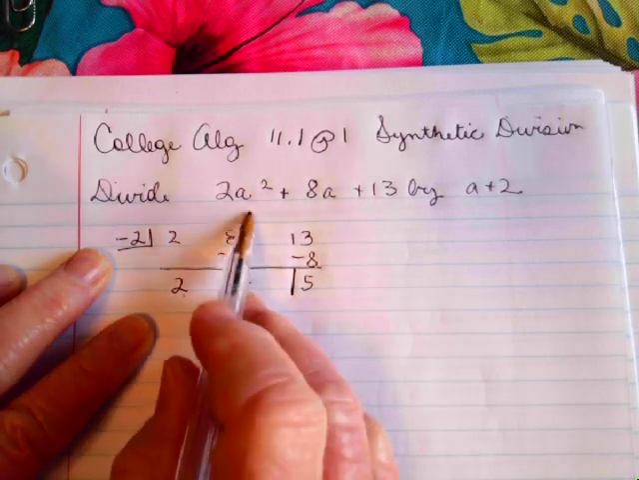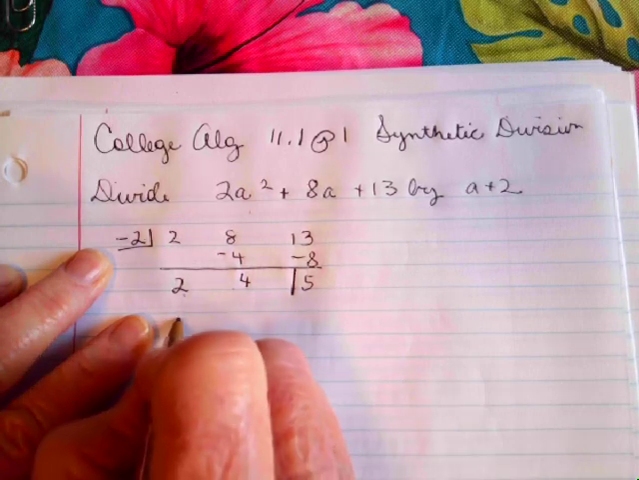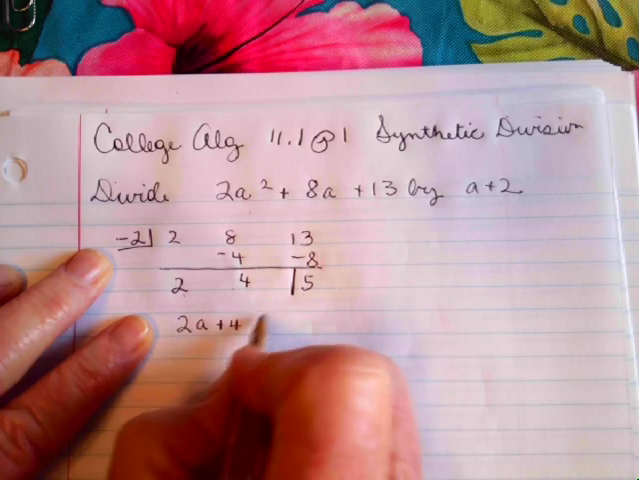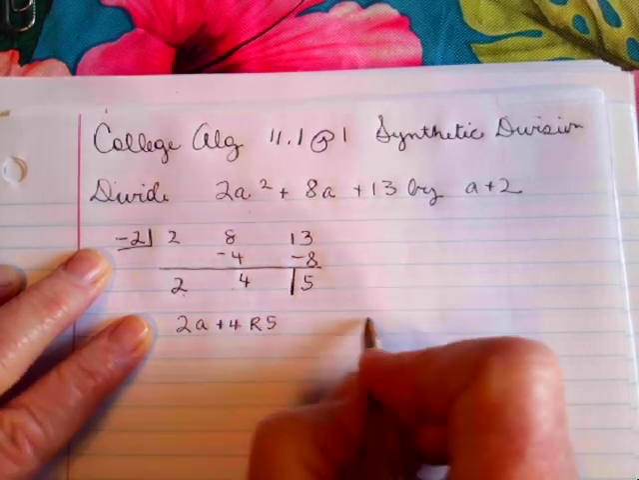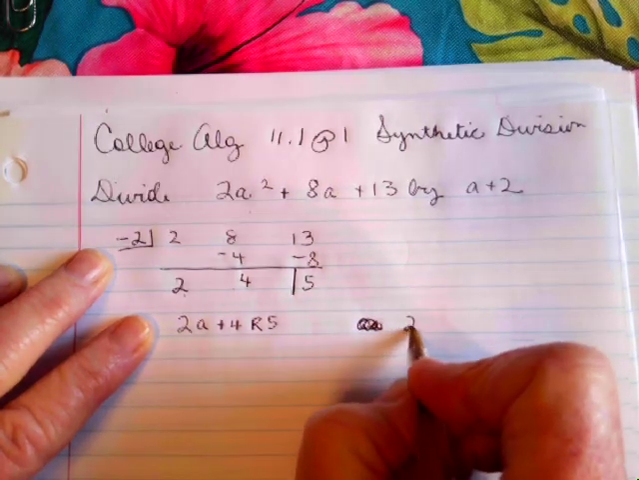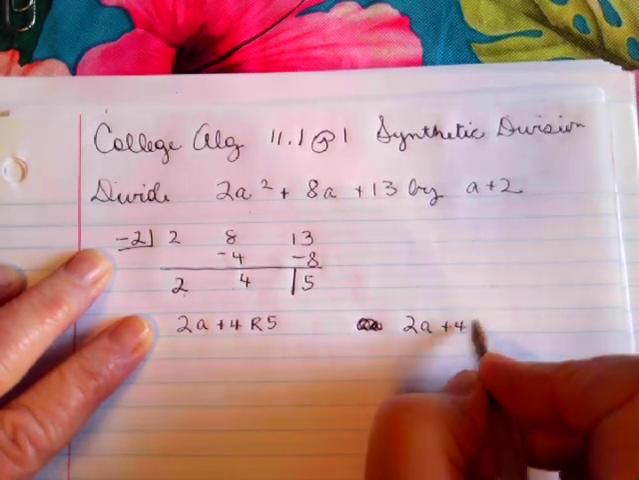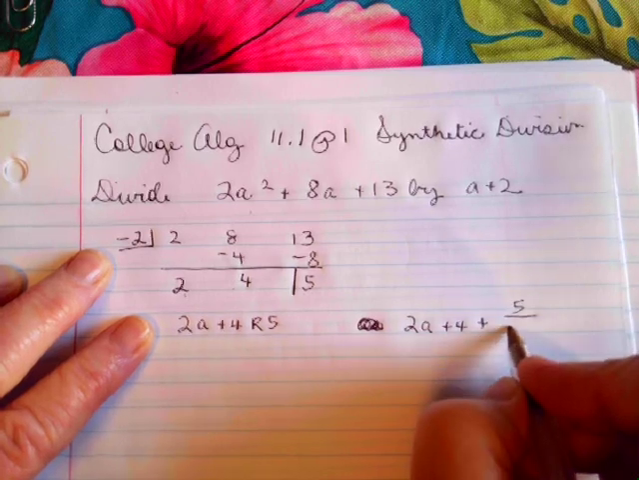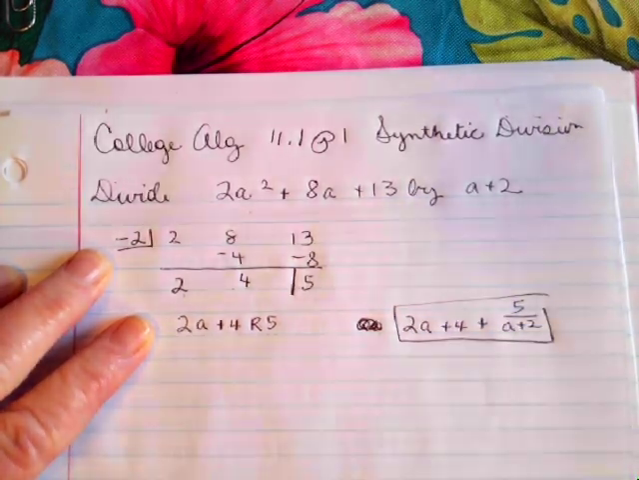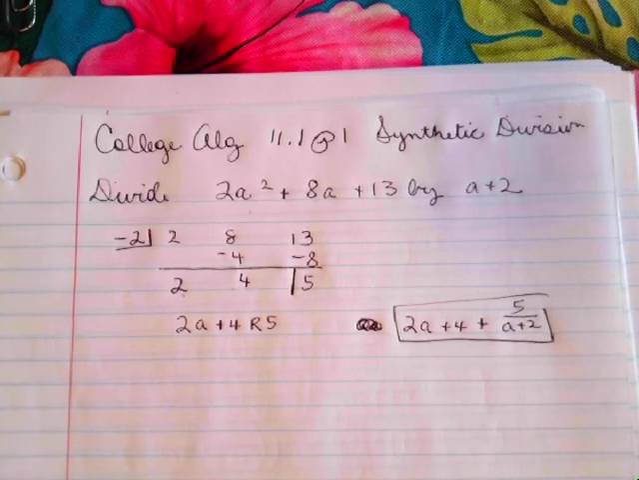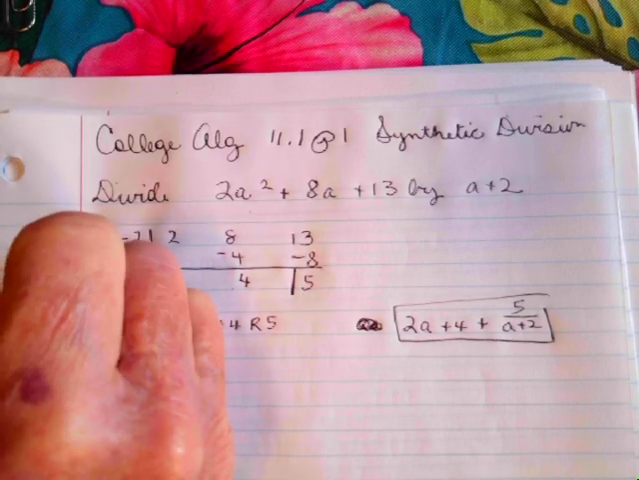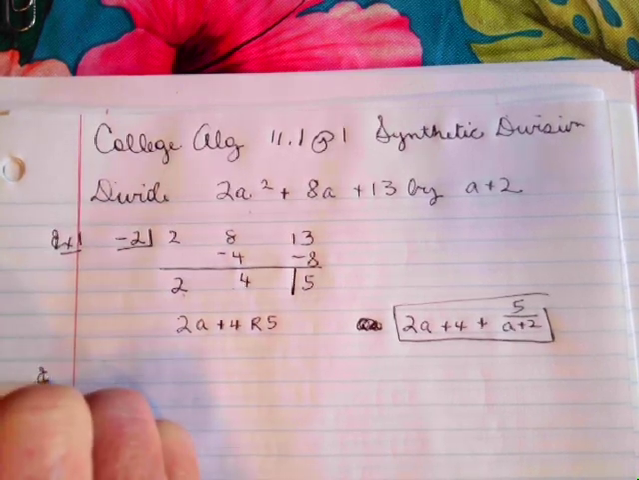Your answer is 1 degree less than what you divided into, so that you have 2a plus 4 with a remainder of 5. My math lab would always want you to write that as 2a plus 4 plus 5 over a plus 2. Final answer. Let's do one more of these. That was example 1. Example 3.